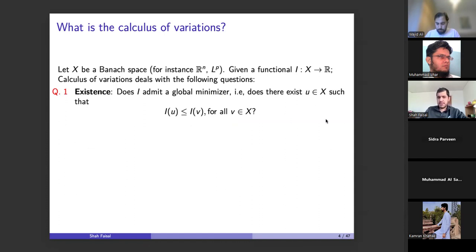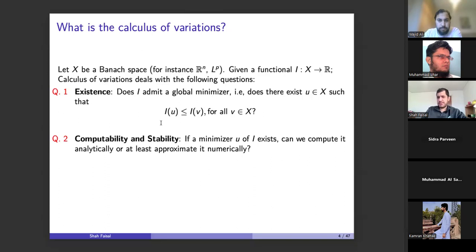A global minimizer is basically a point in the domain such that the value of the functional is the smallest at that point. And the second question we are interested in is, well, if such a thing exists, can you compute it or can you approximate it at least numerically? And so calculus of variations is basically answering these two questions for functionals. So that's the main goal of variational calculus.